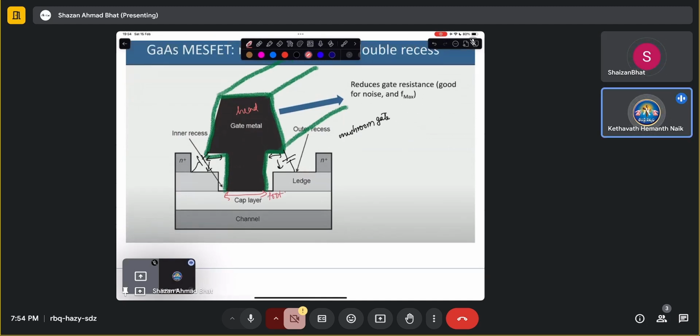Okay, Maya, what is that noise? Sorry. Good for noise and F max. Reduces gate resistance and other things. Okay, so I'll tell you what it is. Let me, yes, this is where it is. I have actually explained it in a better way. Yes, I'll tell you in this way.